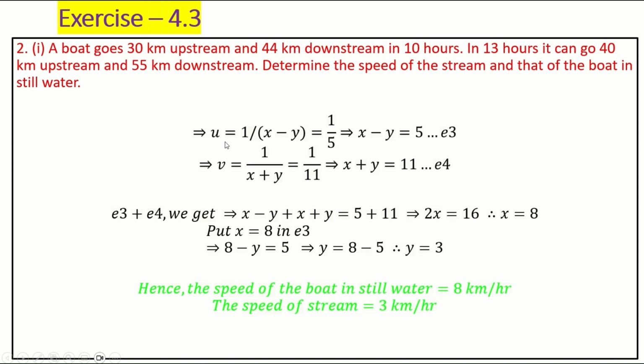So u is nothing but 1 by x minus y. So x minus y is equal to 5. This is your third equation. And v is equal to 1 by x plus y, which is equal to 1 by 11. So x plus y equal to 11. This is your fourth equation. Again, use the elimination method to solve these two. You will get x as 8 and y as 3. So the speed of the boat in still water is 8 kilometers per hour and the speed of the stream is 3 kilometers per hour.